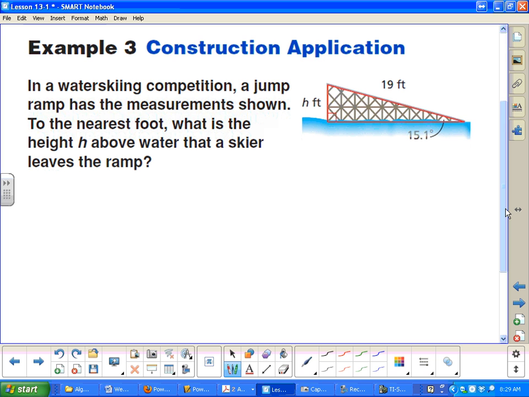So most of the time, or a lot of the time, when we're working with things, we don't have exact angle values. We don't have exact 30 or 45 or 60. Those come into play sometimes, but they're not all of the time that it happens. So we have to use our calculator. So here we have a water skiing competition. A jump ramp has a measurement shown. To the nearest foot, what is the height above the water that a skier leaves the ramp?